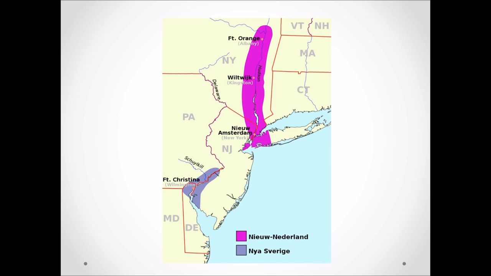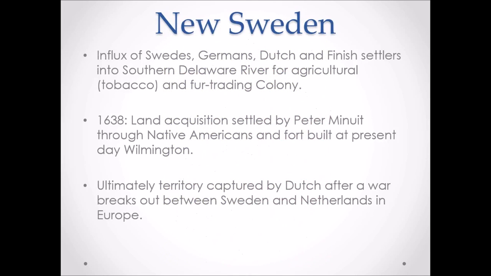And this is the way it's going to be until about 1655, and I'm going to explain what New Sweden is. Basically, Sweden was another one of the larger powers in Europe, and this is going to be the territorial height of the Swedish Empire here. And in 1638, you're going to have a man named Peter Minuit. I'm probably saying that incorrectly, but basically he is going to, through these Native Americans, settle the land acquisition and take charge of some of this land, and ultimately help to build a fort at present-day Wilmington.